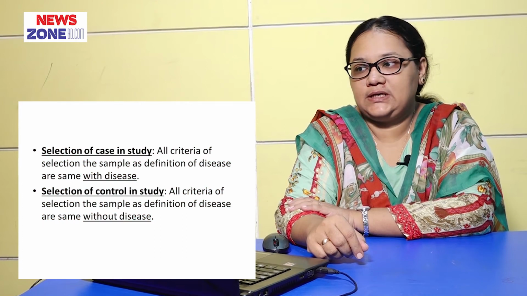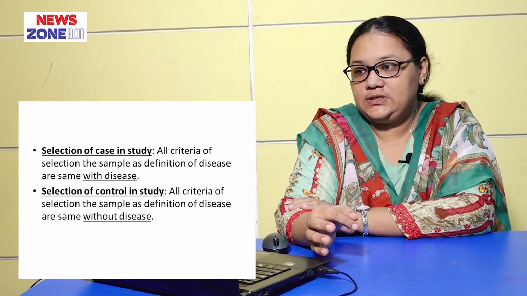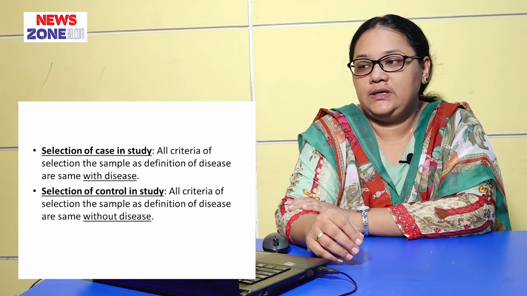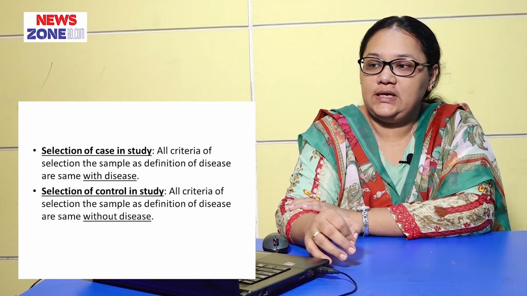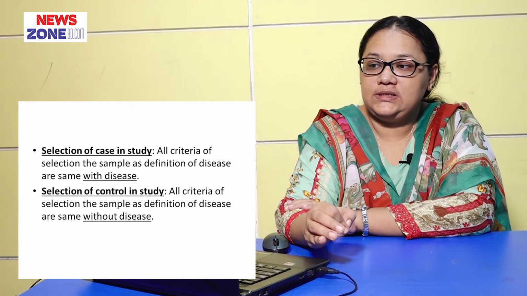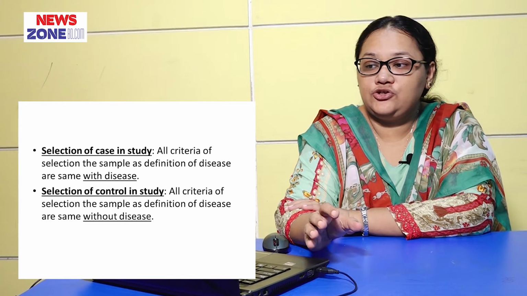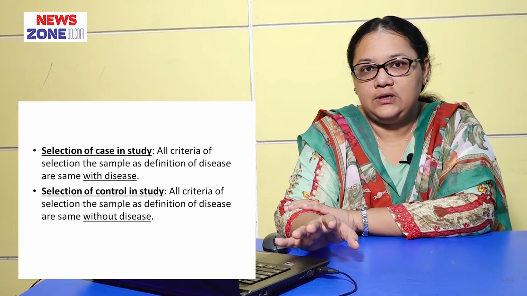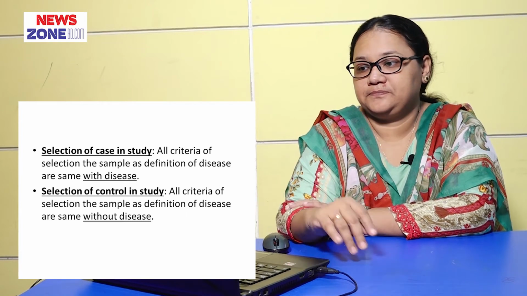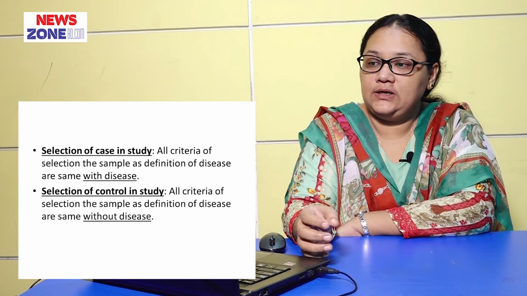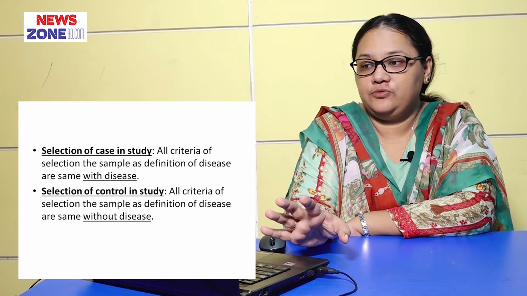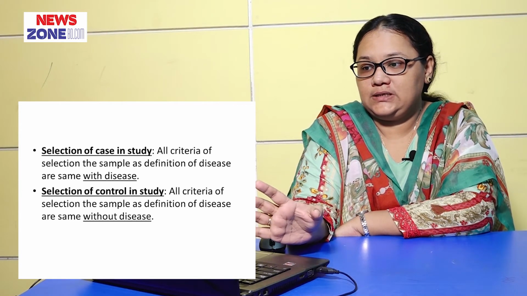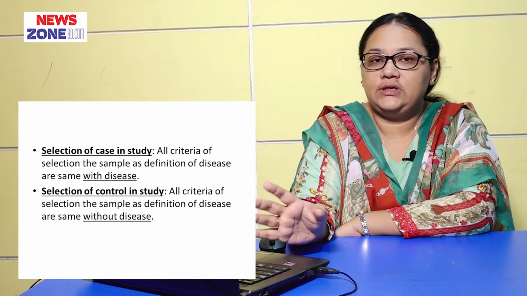Selection of case in study. All criteria of selection, the sample as definition of disease, are the same with disease. This is the case in study. And selection of control in study: all criteria of selection, the sample, are the same but they are without the disease. In the case group, all criteria are the same plus the disease, and in the control group, all criteria of selection are the same without disease.